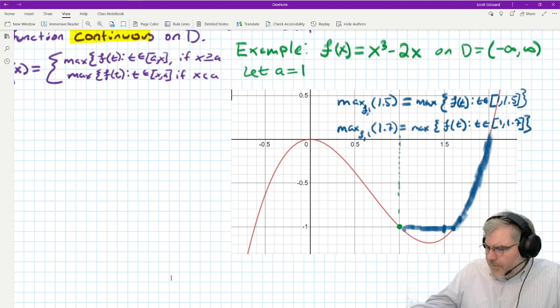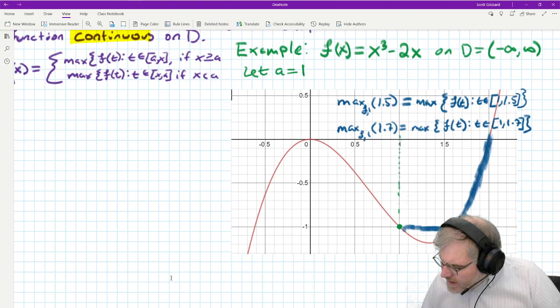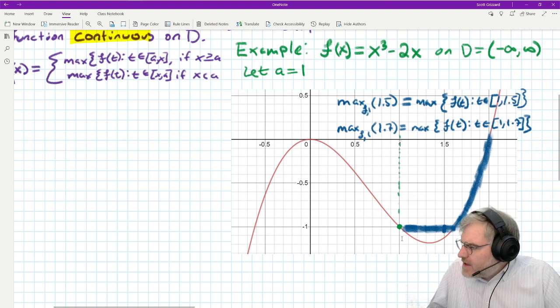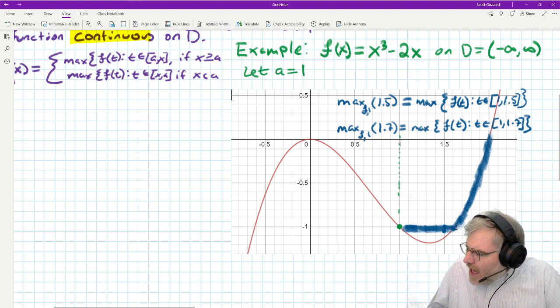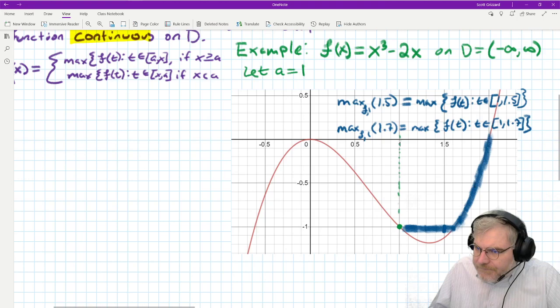So the point is that I trace the maximum value over the interval 1 to wherever my x value is. So I trace the maximum value over my interval from 1 to whatever my x value is. So right here, f of 1 is bigger, bigger, bigger, bigger. But here, f of x becomes bigger than f of 1, so it shoots up and traces f again.